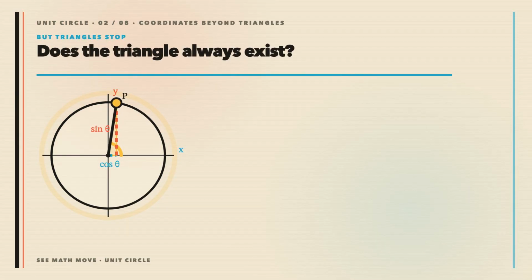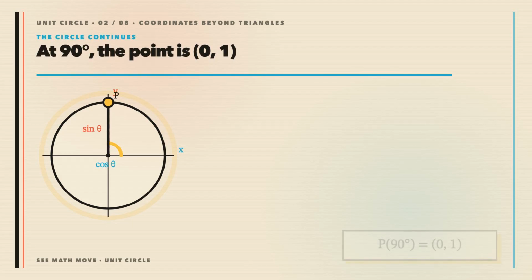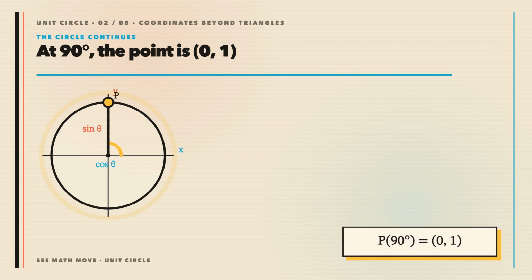But the right triangle is about to collapse. At 90 degrees, its horizontal leg has length 0. The coordinate definition still works. The point is 0 units across and 1 unit up. So cosine is 0 and sine is 1.